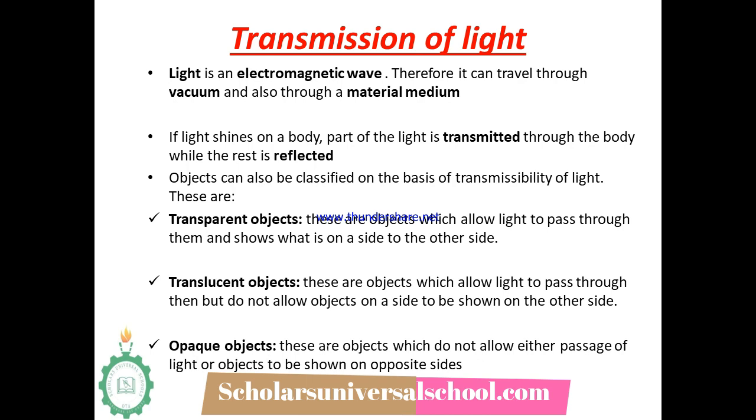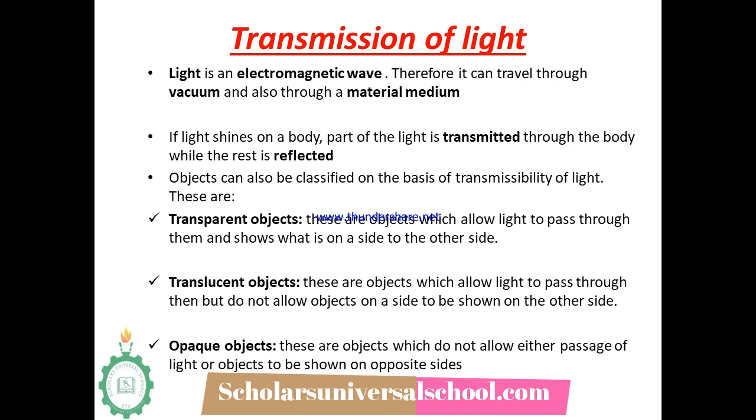Now, the third and final one are what we call opaque objects. These are objects that do not even allow light, or you cannot even see from the other side. An example of opaque objects is our human body. If you take a look at your arm, try to place your arm close to your eyes. Can you see anything at the back? No. If you can see anything, it is something that is not covered by that part of your hand that you are looking at. Which means what? Our hand is an example of an opaque object.